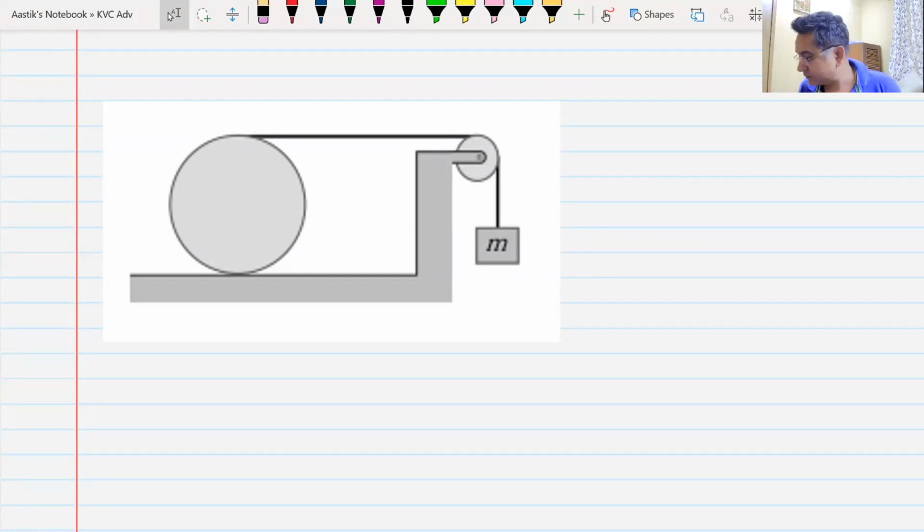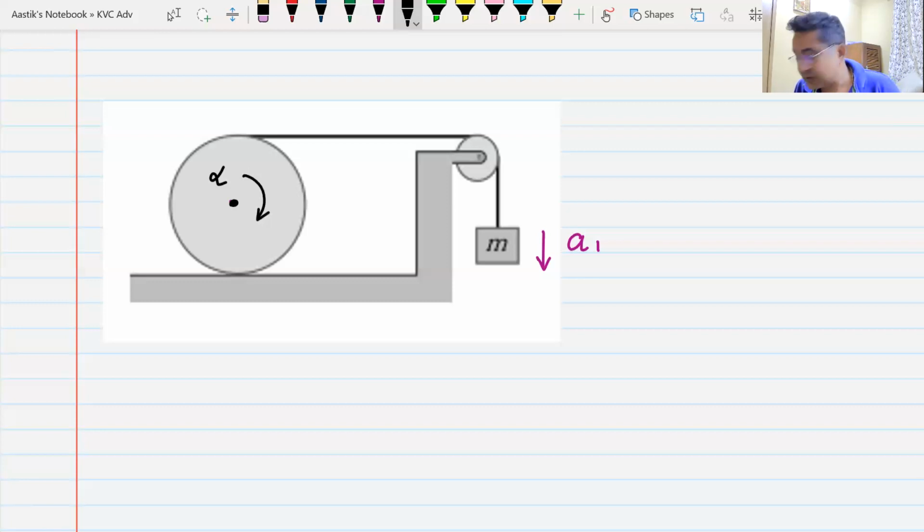Sir, the mass will be moving downwards. Let us say this mass moves downwards, and let us say this acceleration is a1. Then this is the center, the center of mass. It is rotating in the clockwise direction. It will rotate like this. Let us say this is alpha.